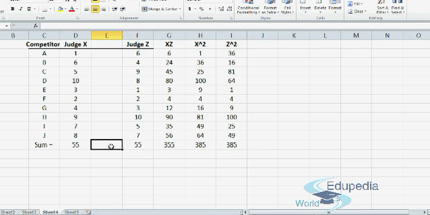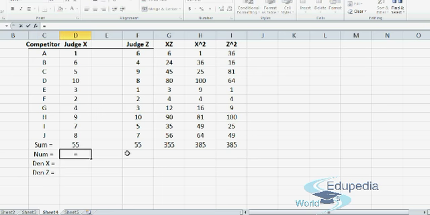Yeah, I have the sums. Then I need the numerator and the denominator for, in this case, x, and the denominator for z. Okay, so very quickly the numerator here would be 10 multiplied by summation of x multiplied by z minus summation x into summation z.